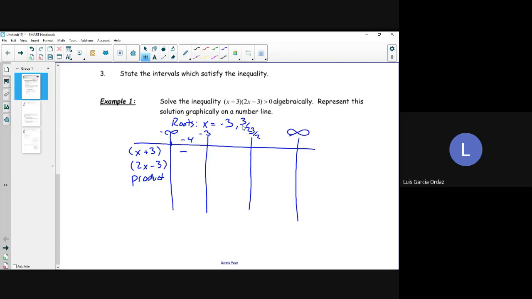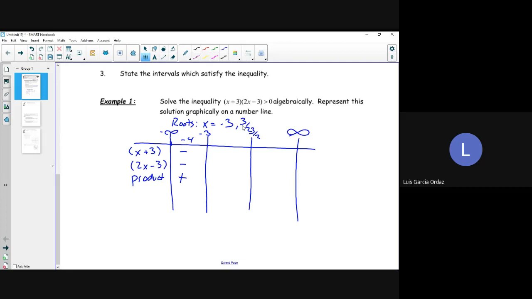If I take 2 times negative 4 minus 3, does it give me positive or negative? Negative. And what is a negative times a negative? So that would give us a positive value. So it would be greater than 0 at that interval.